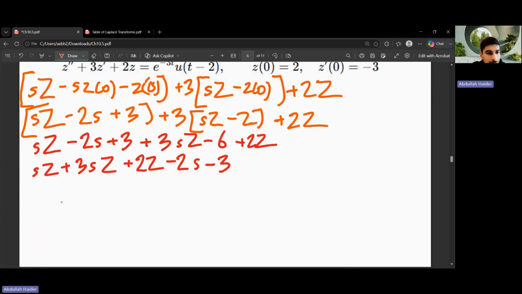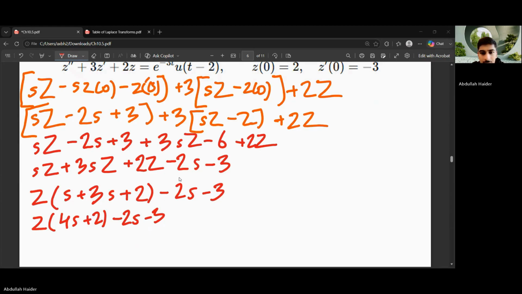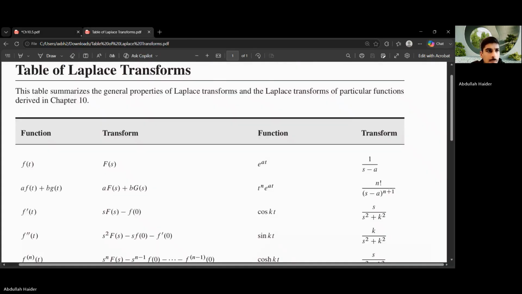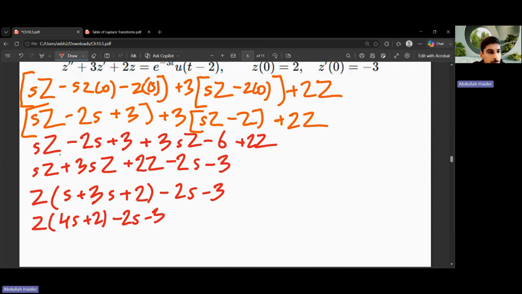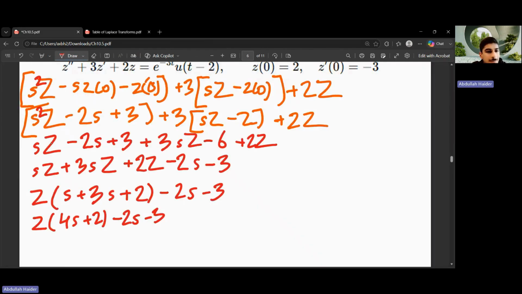I hope I did not do any mistake here. I'll check in the end. So Z times s plus 3s plus 2, minus 2s minus 3. Let me check if this is correct. It's supposed to be squared. Well, s squared Z.